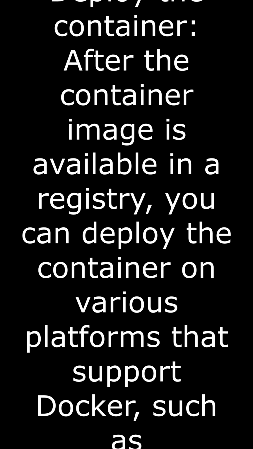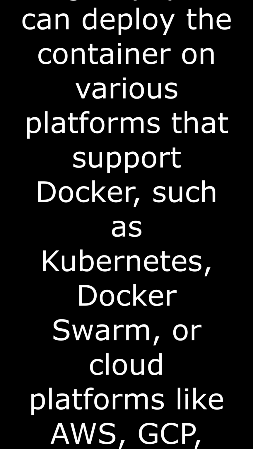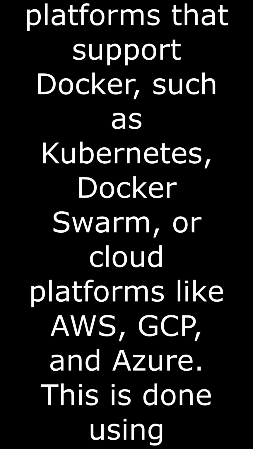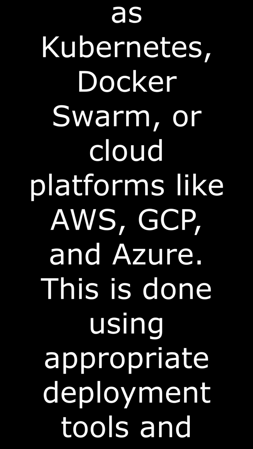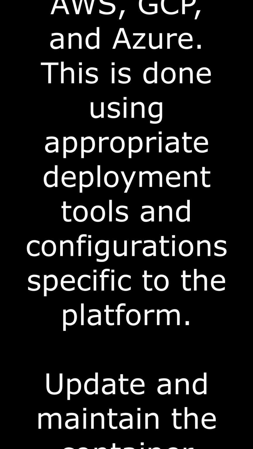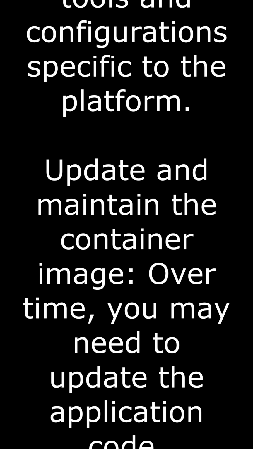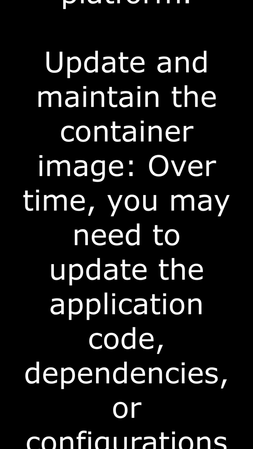Deploy the container. After the container image is available in a registry, you can deploy the container on various platforms that support Docker, such as Kubernetes, Docker Swarm, or cloud platforms like AWS, GCP, and Azure. This is done using appropriate deployment tools and configurations specific to the platform.